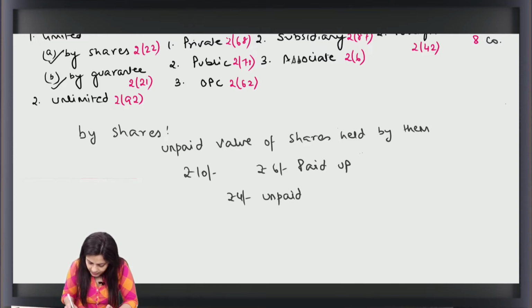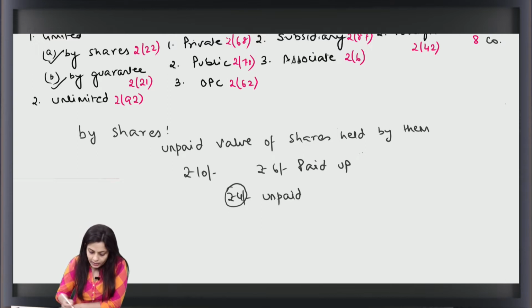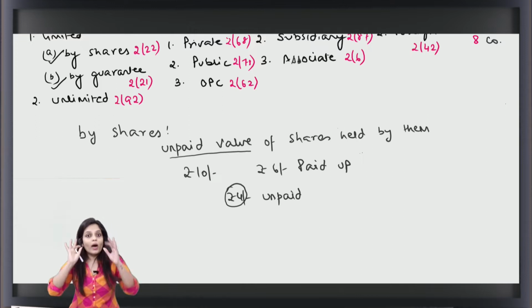Now if tomorrow the company asks me to pay, my maximum liability to pay is this ₹4 into the number of shares I hold. So the members are liable to pay the unpaid value of the shares held by them. Members' liability is that they have to pay only as much as their unpaid value. So if, let us say, the shares are of 10 rupees, and the member has already paid 6 rupees, then the liability is only 4 rupees. Whenever the company calls, they have to pay 4 rupees on every share. So let us say if they have 100 shares, then 100 into 4 they have to give.